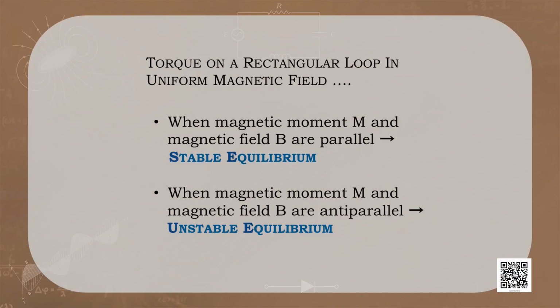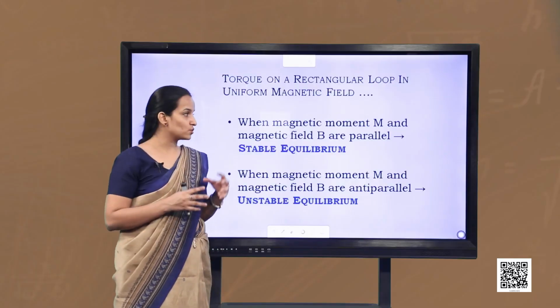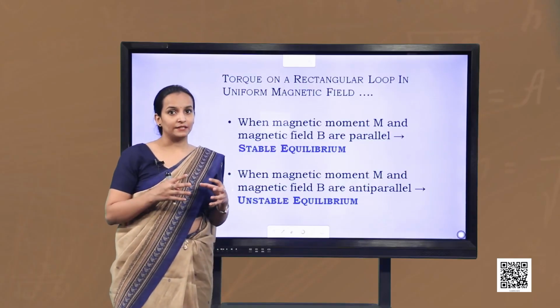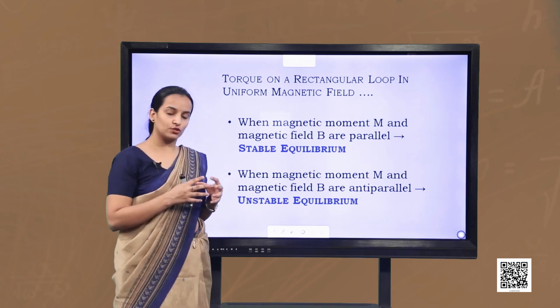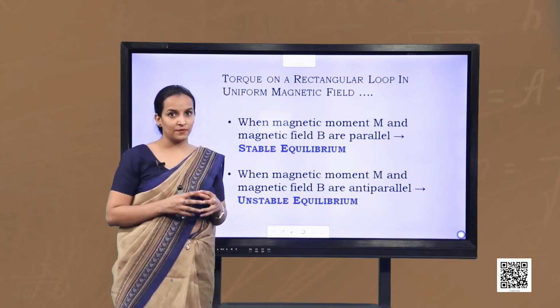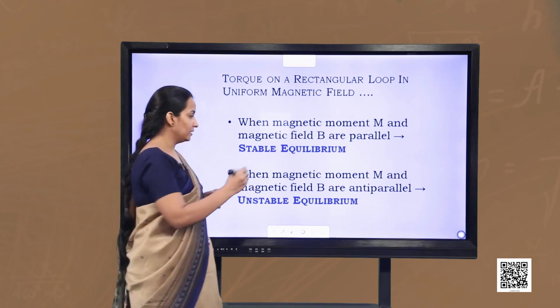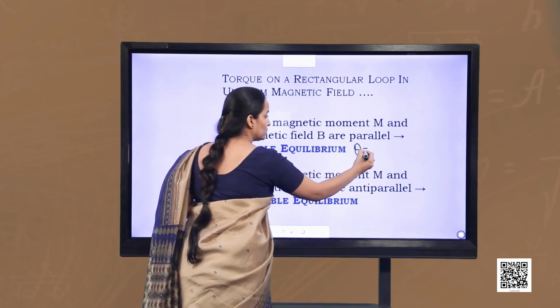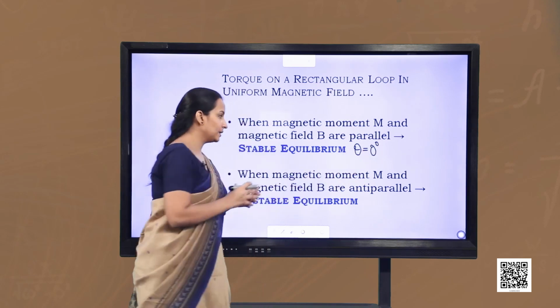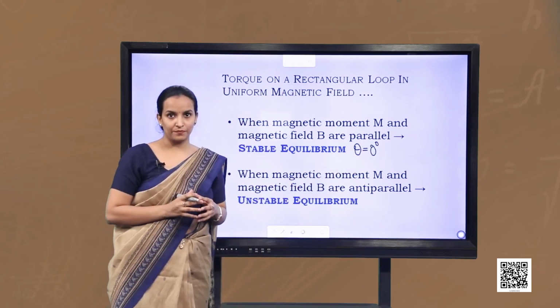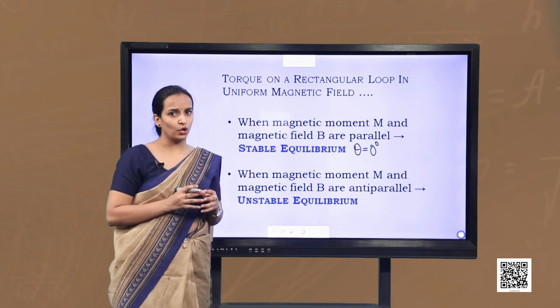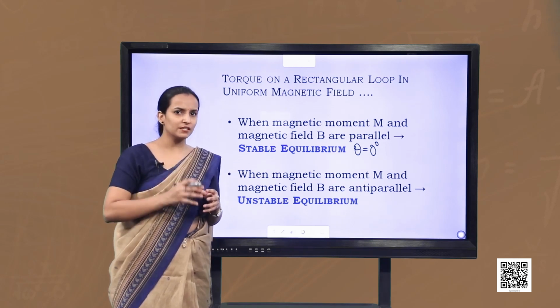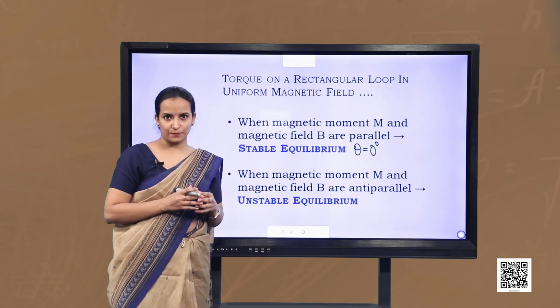Let's understand more about torque. What happens to the torque on the loop when M is either parallel or anti-parallel to the magnetic field B? At theta equal to 0 or 180 degrees, the torque becomes 0 according to the formula IAB sine theta. Now when M and B are parallel, theta is equal to 0 degrees. The equilibrium is called the stable equilibrium, and any small rotation of the coil produces a torque which brings it back to its original position.